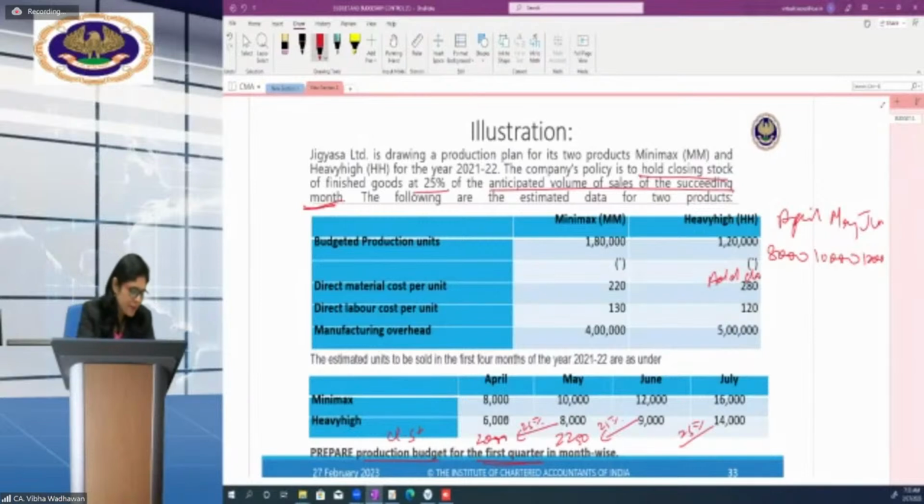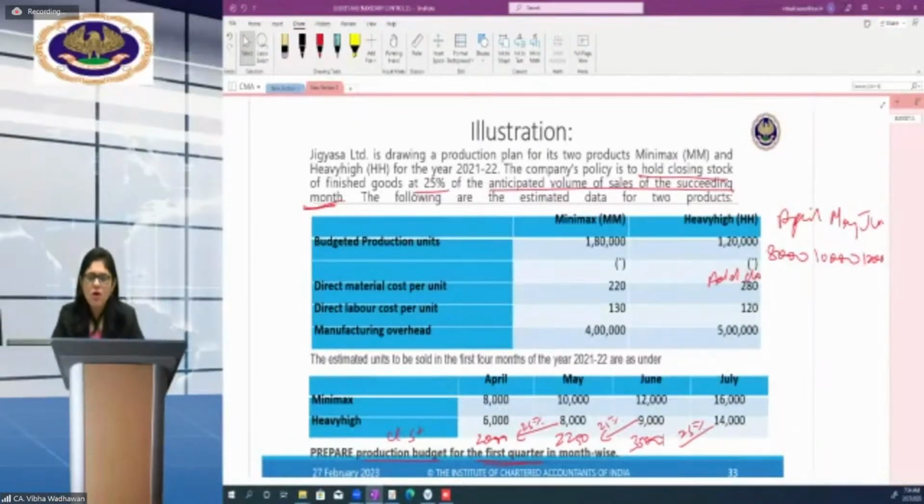All right, so just calculate. 3,500. So we have got the closing stock here also: 2,000, 2,250, 3,500 for the next product, the closing stock for all the 3 months. I hope you got it. Now, can you calculate the opening stock for all the 3 months?